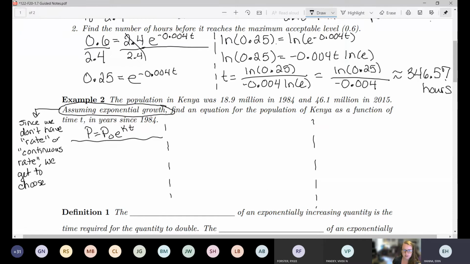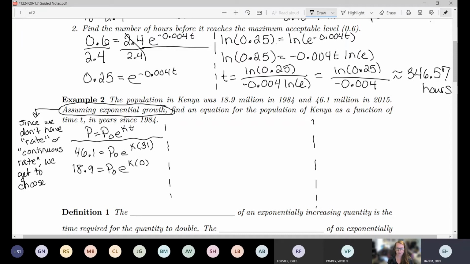So here we're using T as in years since 1984. The first point is 18.9 million people. Let's say I don't know what P naught is. I don't know what k is, but I know that t here is 0, since 1984 is 0 years since 1984. The other point would give us 46.1. Don't know what P naught is, don't know what k is. 2015 is 31 years since 1984.